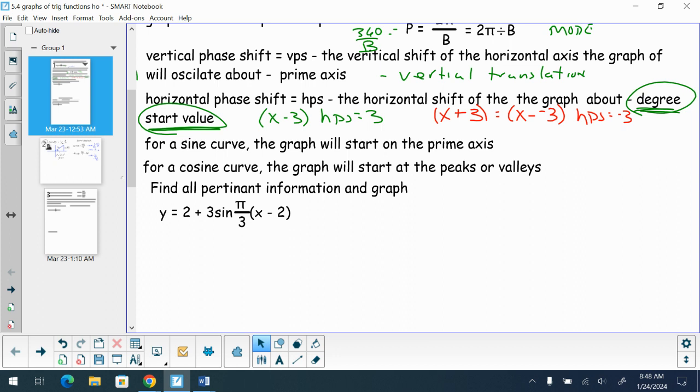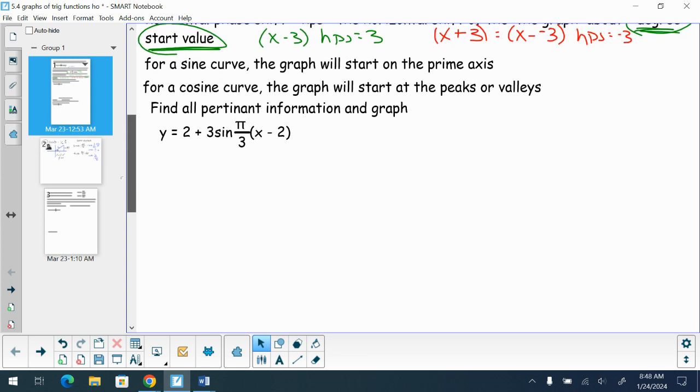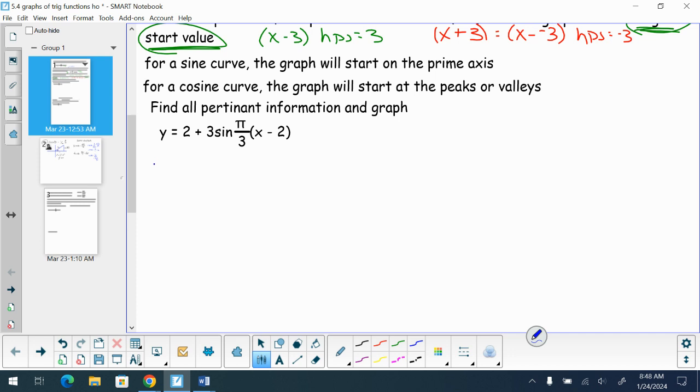Find all pertinent information and graph. y equals 2 plus 3 sine of pi over 3 times x minus 2. First thing we want to do is find all the pertinent information. We want to find the amplitude, the period, the vertical and horizontal phase shift.